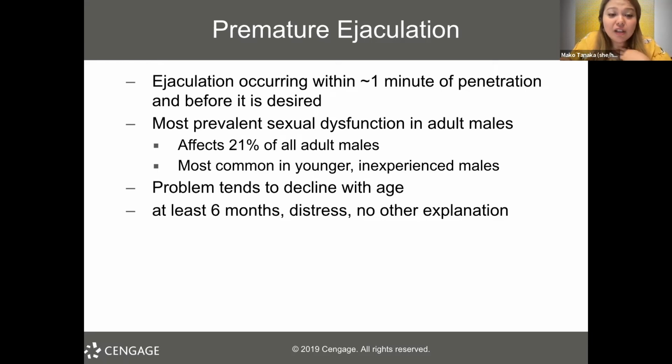Usually, psychologists find this diagnosed in younger men who are less experienced with sex, and this prevalence tends to decline then with age. And like all other disorders, we look for how long has it been going on? Is there significant distress or impairment? And are there other explanations?